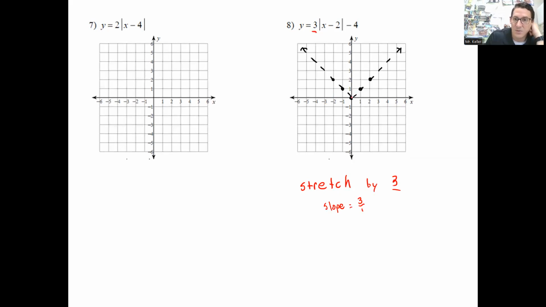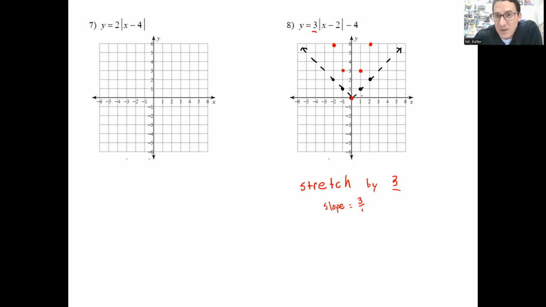Right. So this point stays here. And then I'm going to do up 3, right 1. So up 1, 2, 3, right 1. And then from this point again, I'm going to do the same thing, up 1, 2, 3 to the right 1. And then it's going to be a mirror image on the other side, right?